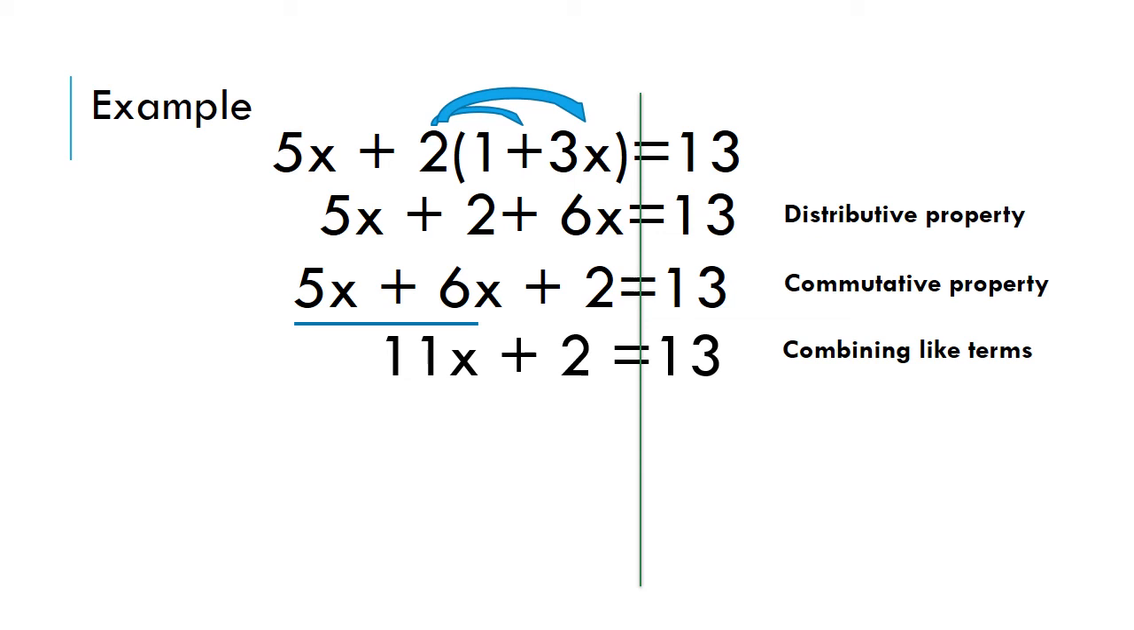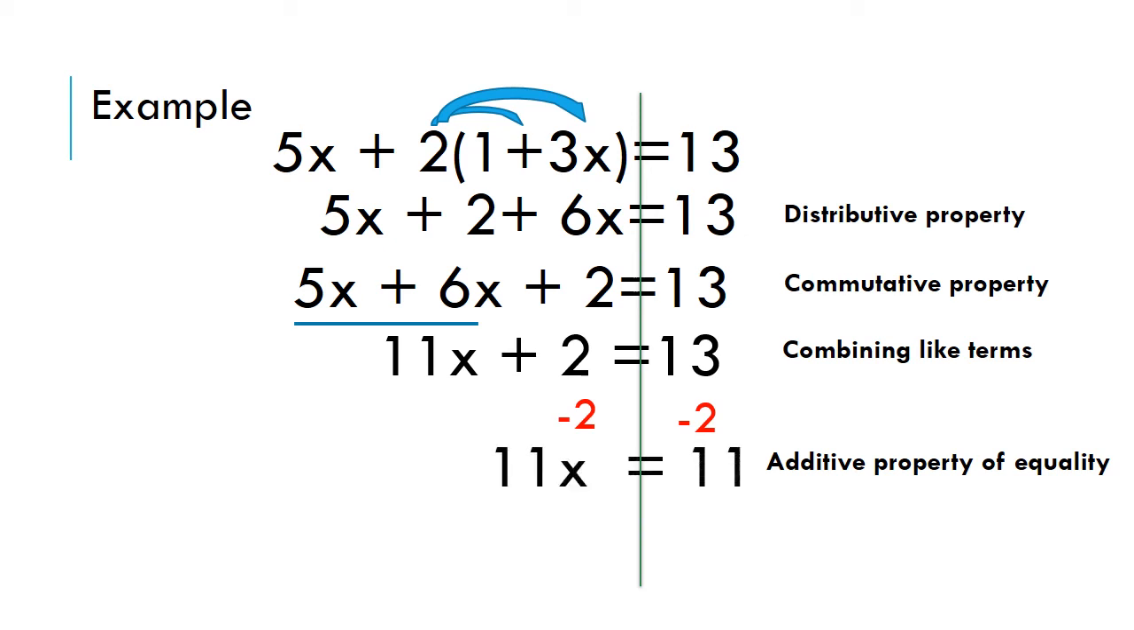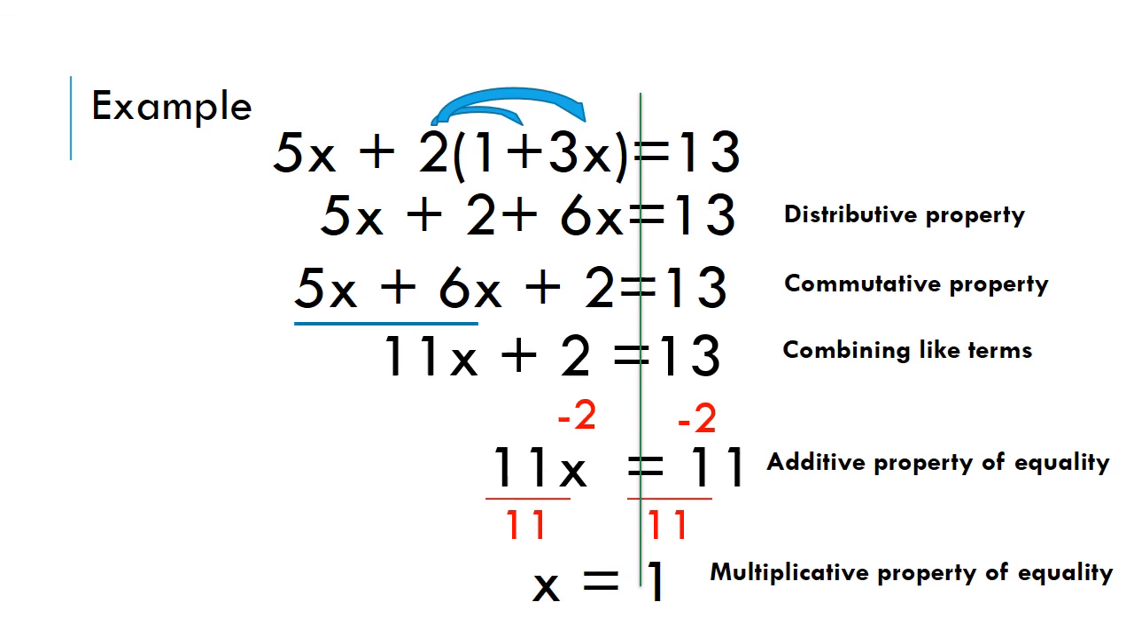To be able to solve this two-step equation, I'm going to use the additive property of equality to take away 2 from both sides of the equation, which allows me to end up with 11x equals 11, which is a one-step equation. I can use the multiplicative property of equality to divide both sides by 11 and to isolate x by itself, and x will be equal to 1 in this case.